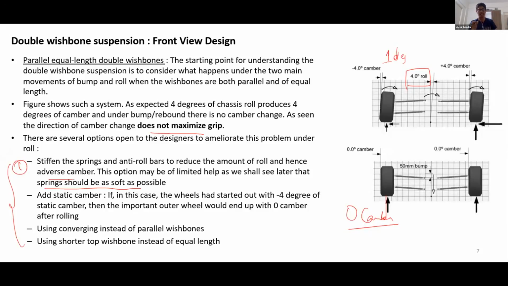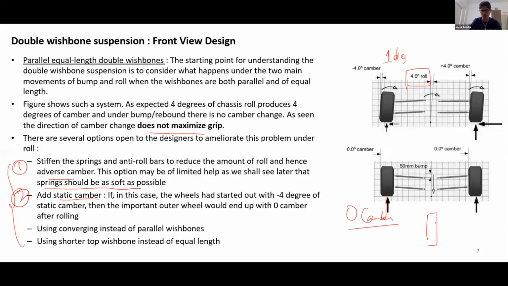And we will see that maintaining a soft spring will help us in maintaining grip as well, right? So, spring should be as soft as possible, but there is a minimum limit. We will see that when we go into springs and anti-roll bars in more detail, not here. Otherwise, the second solution that I've proposed is that we can add a static camber, right? So in all these diagrams, static camber is the amount of camber that can be put before the suspension goes into motion.